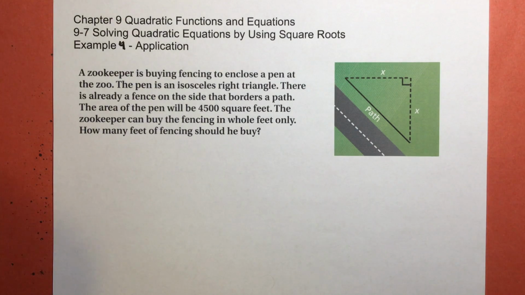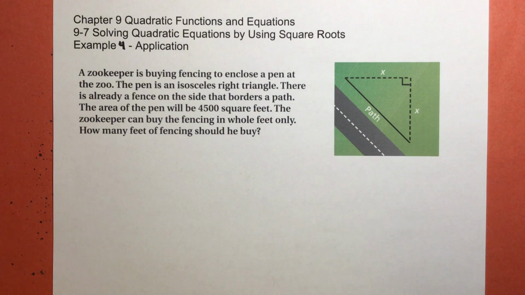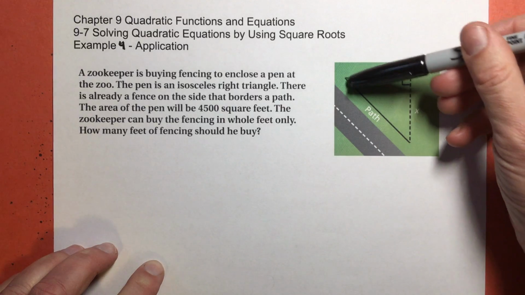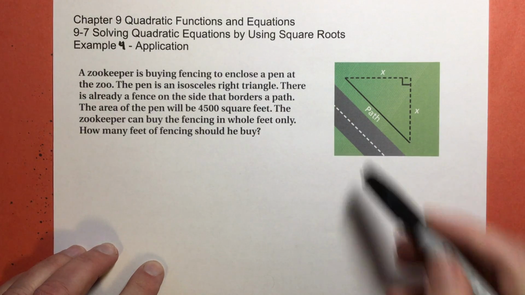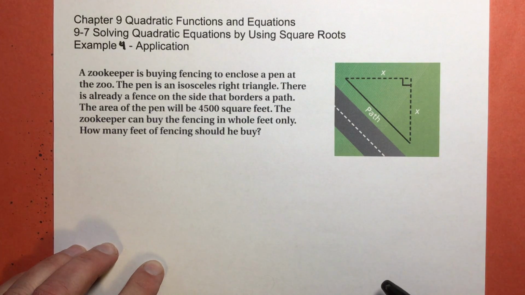A zookeeper is going to be buying fencing to enclose a pen that's going to keep some animal in there, all right? I don't know what animal it is, probably a vicious ferret, who knows? The pen is going to be an isosceles right triangle, just like the shape that you see. That's kind of convenient. Isosceles right triangles are easier to understand than more complex shapes. There's already a fence on this side, from here to here. And of course there's a path right here too, so people are going to walk along, look over, and be like, why is that animal sleeping? Which always happens whenever I go to the zoo.